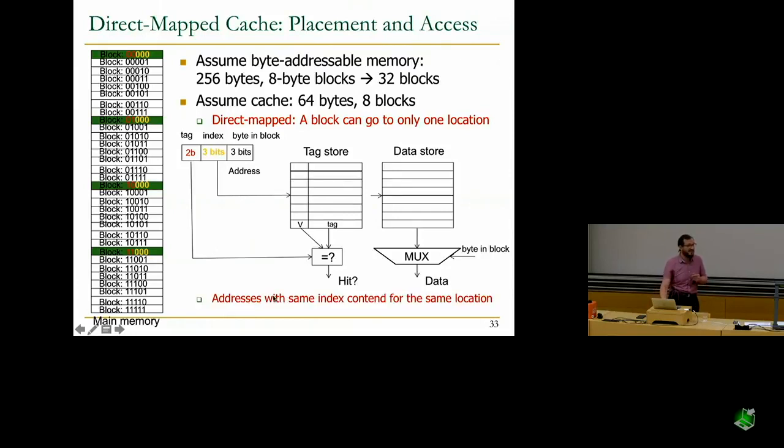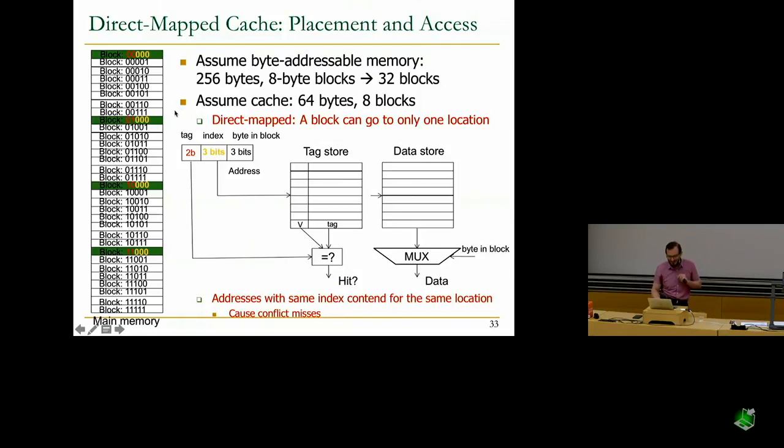Which means that addresses that have the same index contend for the same location. This could be a problem, right? So this causes conflict misses. For example, let's first assume that it's a nice pattern, where the processor is accessing address 0 first. What happens? You bring the block into this location because it has index 0, and the data into this location. You set the valid bit, you set the tag to be 00, and all is good. The next time you access the 00000 block, that's great, you hit in the cache. The next time you access 00000, again, you hit in the cache.